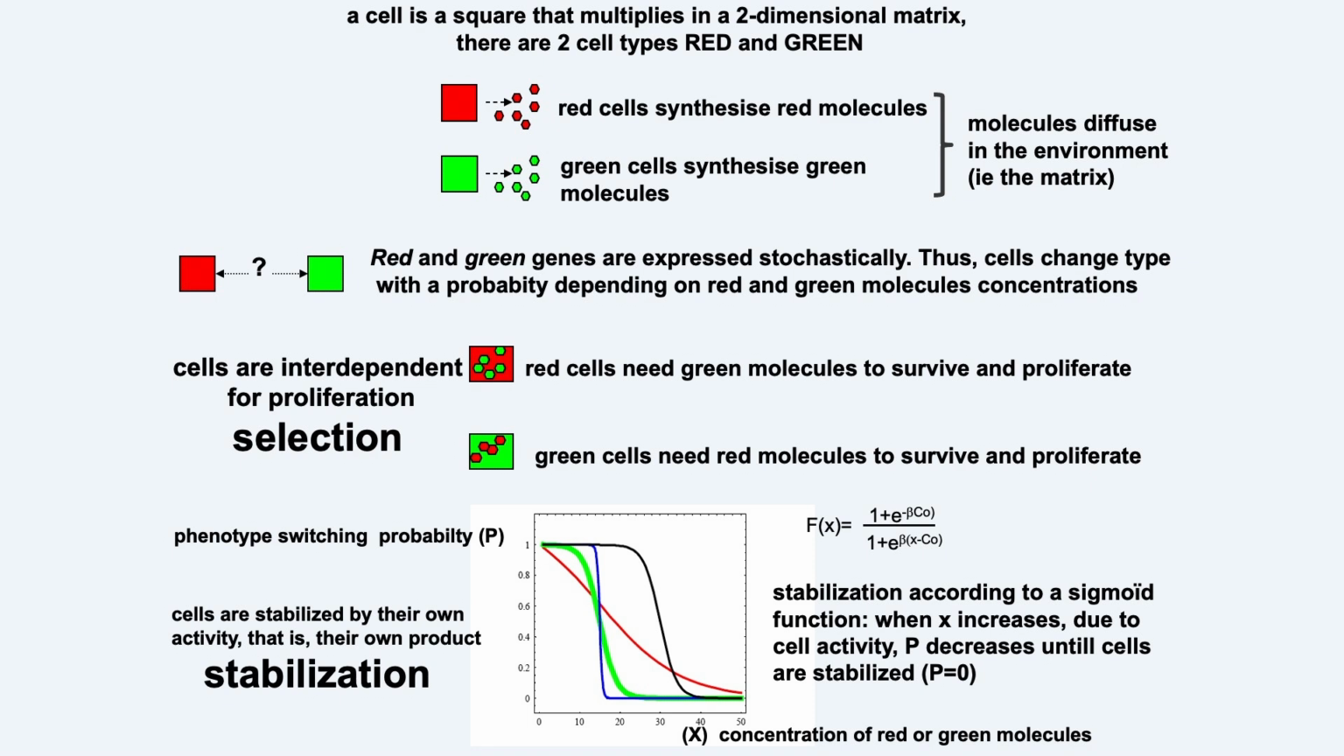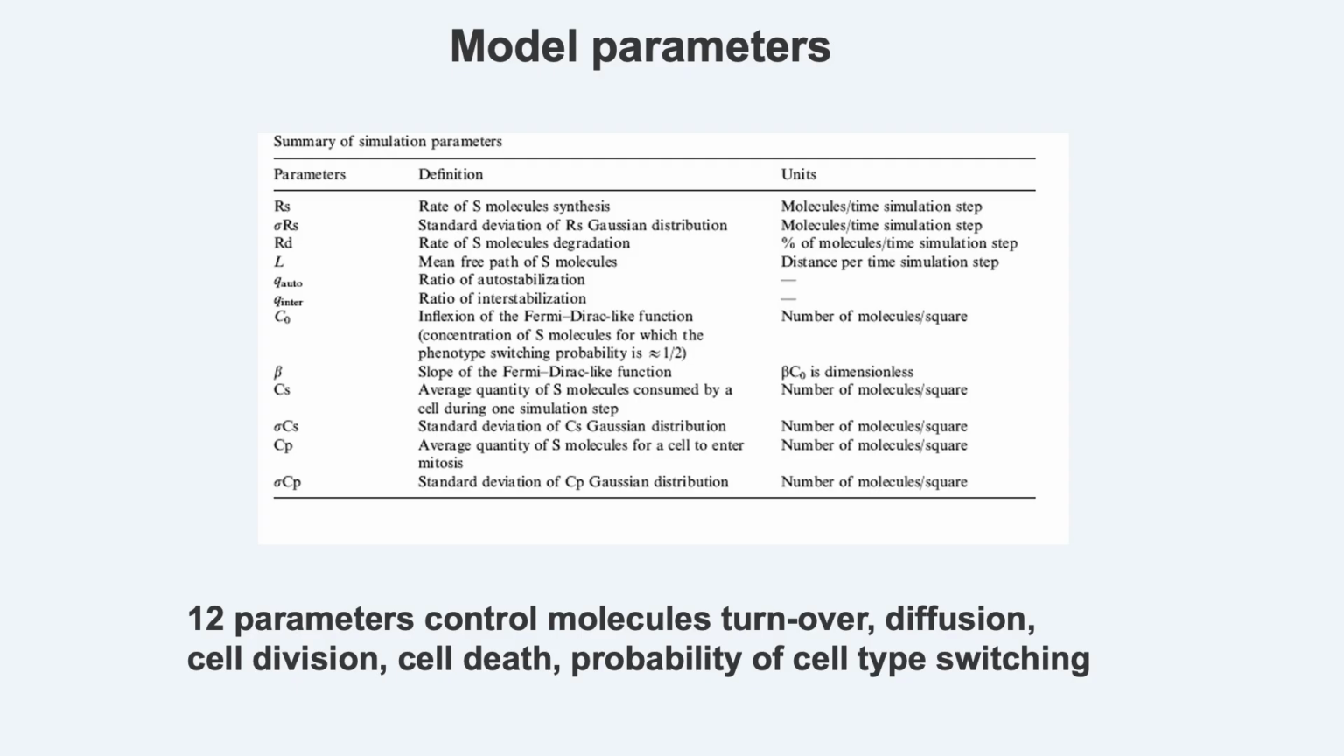And this stabilization occurs according to a sigmoid function, starting with a switching probability, green to red or red to green, equal to 1, when the concentration of the molecules is null. This probability decreases as the concentration of molecules increases due to the activity of cells, until this probability is null and the cells are stabilized. Red cells are stabilized by their own product, red molecules. Similarly, green cells are stabilized by green molecules. There are 12 parameters eventually in the model that control molecules turnover, diffusion, cell division, cell death, probability of cell type switching. We first ran the model by varying the quantitative values of the parameters of the model.